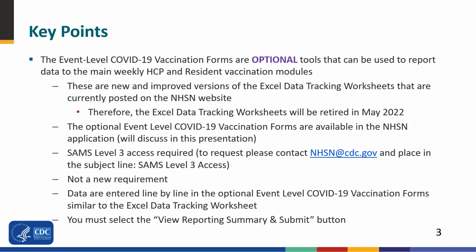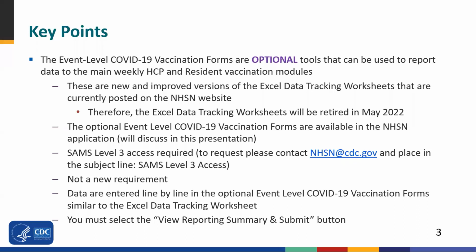Let's start by reviewing some key points. The event-level COVID-19 vaccination forms are an optional tool that can be used to report data to the main weekly HCP and resident vaccination modules. Facilities will continue to submit weekly COVID-19 vaccination cumulative summary data by completing questions on the COVID-19 weekly vaccination modules. But as of March 28, 2022, facilities also have the option to use the event-level COVID-19 vaccination forms and select the View Reporting Summary and Submit button to submit these data to the weekly modules.